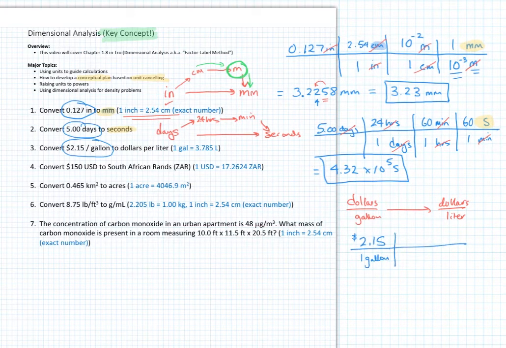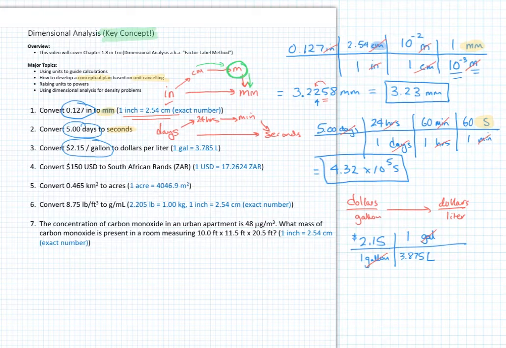Make some railroad tracks here. And now I'm trying to get rid of this gallon. So now I need to put gallons on the top, not on the bottom. Okay, this is a little bit different than the prior problem that we did, but I'm trying to get rid of gallons, right? So I need to put gallon on the top to cross that off, and I'm going to have liters on the bottom. So I'm going to have 3.875 liters on the bottom for every 1 gallon.